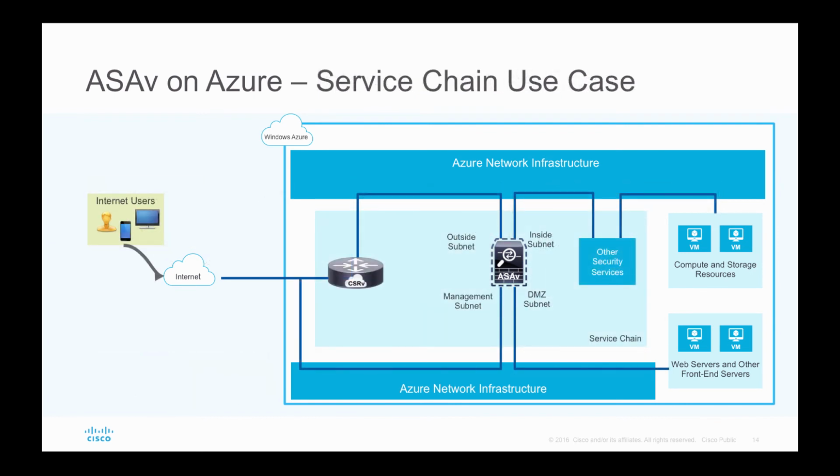The next use case is a service chain use case. In this example, if you are using CSR, your VPNs and your users will terminate on CSR, and your traffic from CSR is sent to ASA's outside interface. Based on the security policies, your ASA will allow or drop traffic, and then it is forwarded to any other security appliance, which can be an IPS appliance or a load balancer, and then it is sent to the internal resources.